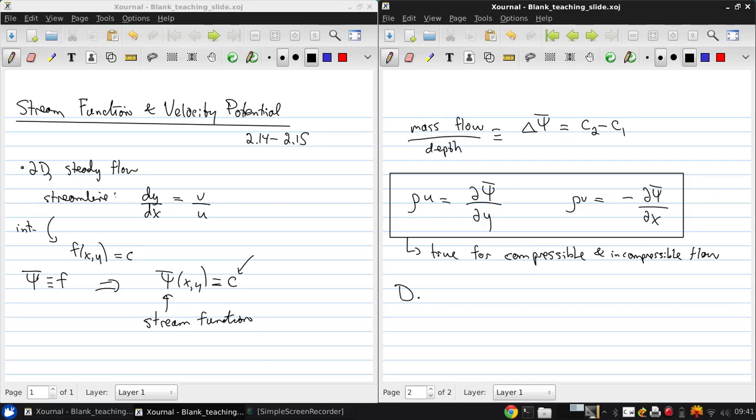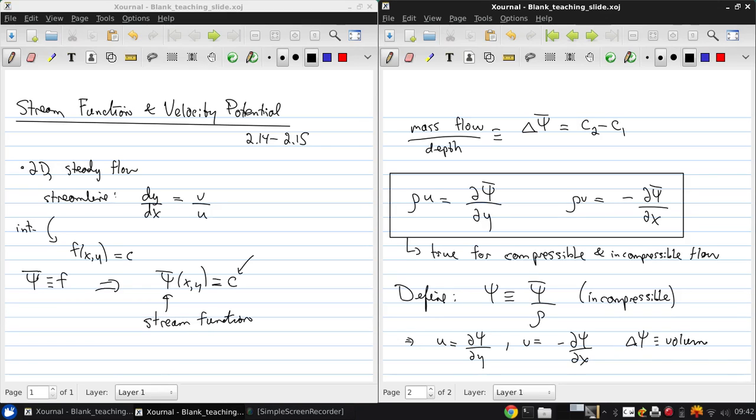Now, in incompressible flow, we usually define psi to be psi bar over rho. Then the velocity components are given directly by the partial derivatives. And delta psi is the volume flow rate rather than the mass flow rate, since we've dropped the density, between two streamlines, C1 and C2. Again, that's per unit depth.